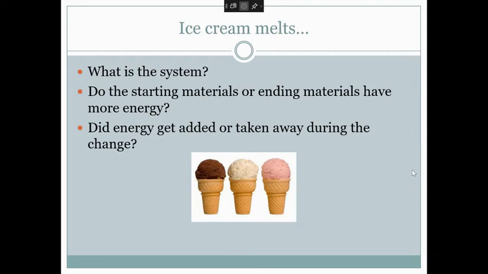How we decide whether it's endothermic or exothermic is we first have to figure out what the system is. And then we analyze the starting materials and the ending materials to determine which have more energy. And then we can classify them as endothermic if it absorbed energy or exothermic if it released energy. How about ice cream melts? Do you think that's endothermic or exothermic?